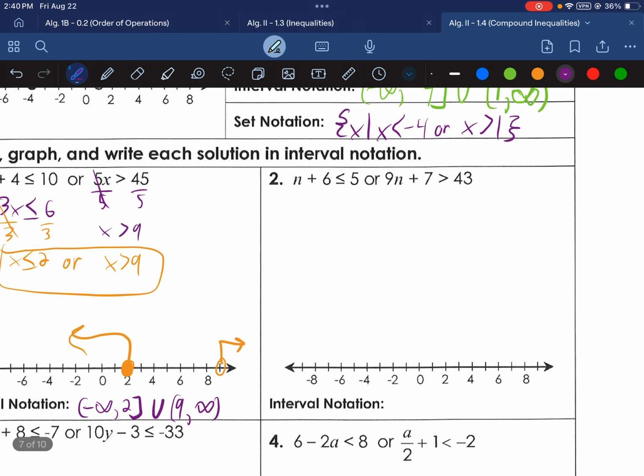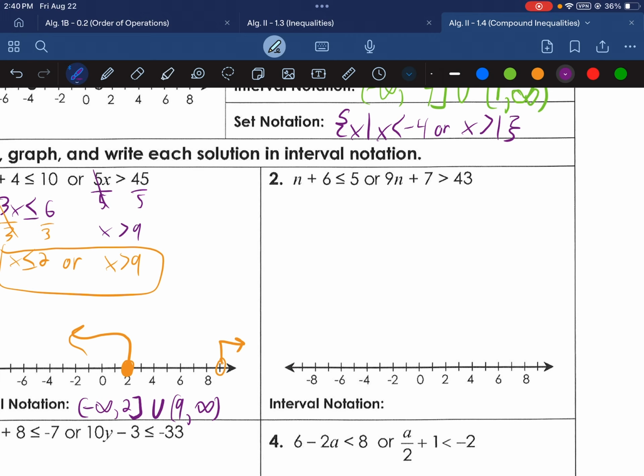On to number 2. On number 2, we once again just solve these inequalities separately from each other, and then we graph them one at a time and write the interval notation. As I do with all these, I encourage you to pause the video, work on these problems, and then play the video to see how you did compared to me and get any help you might need at that point.